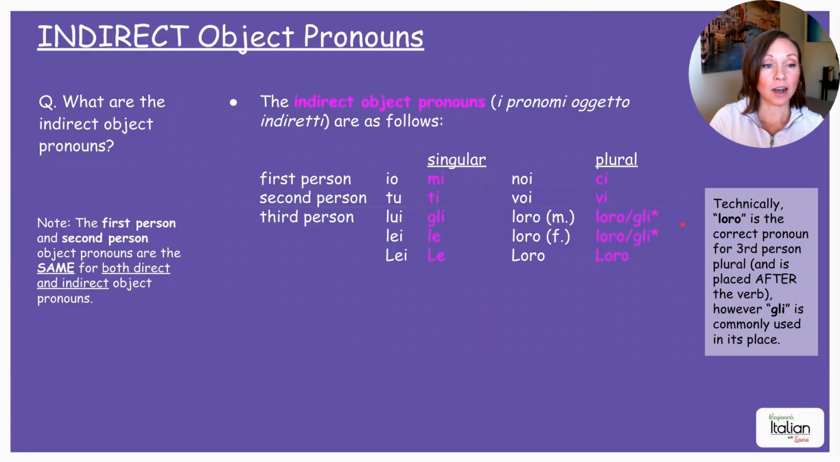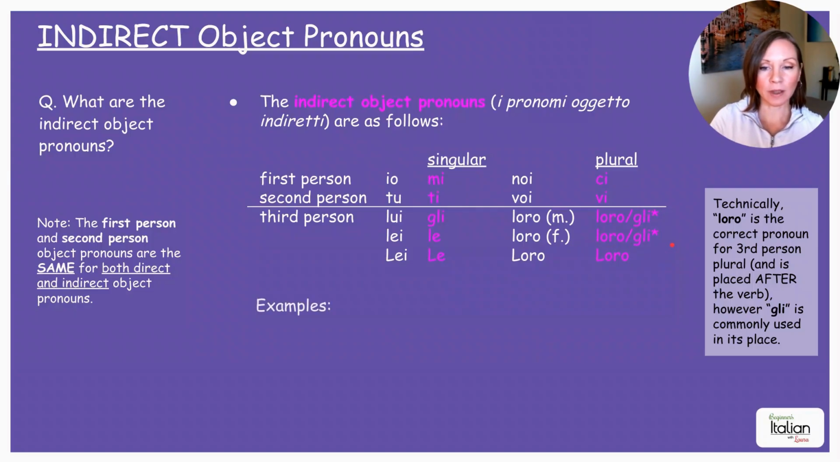Okay. Note that the first person and second person object pronouns are the same for both direct and indirect object pronouns. Okay, so basically everything above this line here is the same for both direct and indirect object pronouns. The differences are here in the third person. Okay, so either it's going to be lo and la for the direct object pronouns, or gli and le, or gli and loro, okay, for the plural.